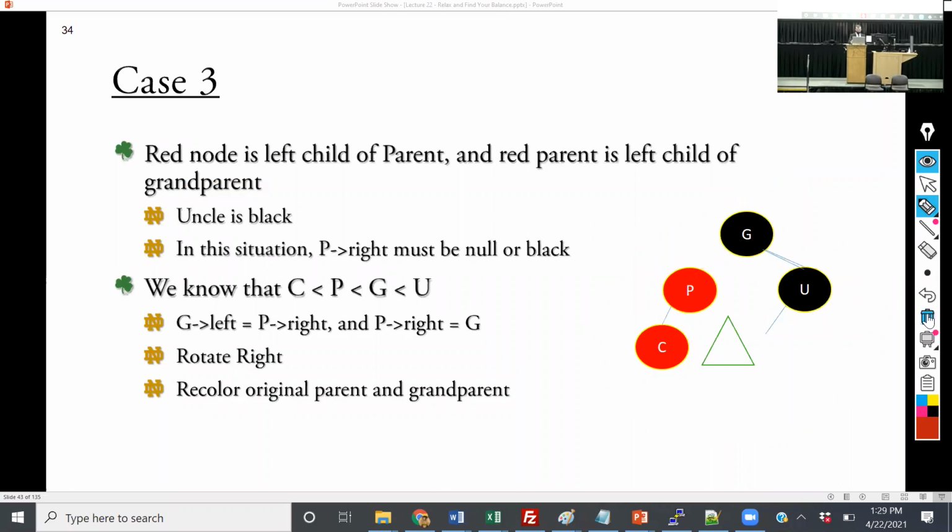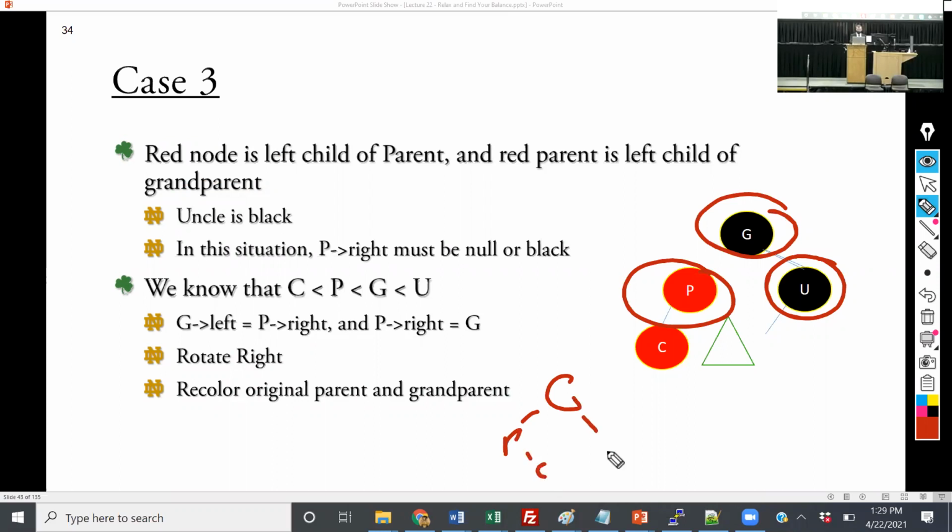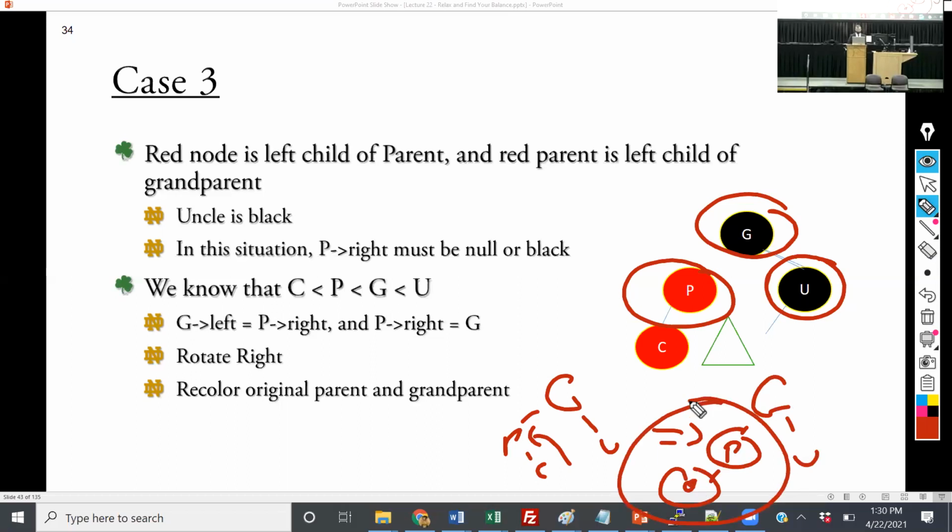So what's going to happen here is we now know that the grandparent is black, the uncle is black, and the parent is red. Initially we had grandparent, parent, child, and uncle. Then we performed this rotation, and this became grandparent, child, parent, and uncle. Child and parent were originally red. Now we move to case 3, and in that representation, this is now the parent and this is now the child. So now we have to figure out how to fix this.